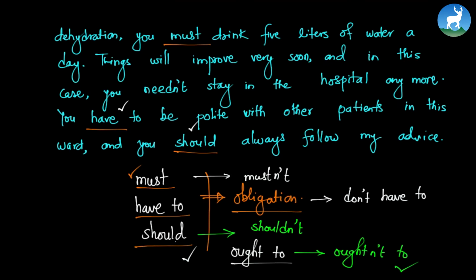Alright? So what are these called? These are called modal verbs. Now let's look at some examples.